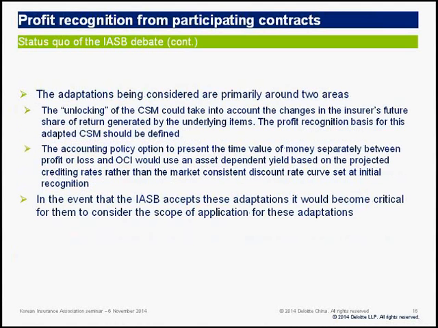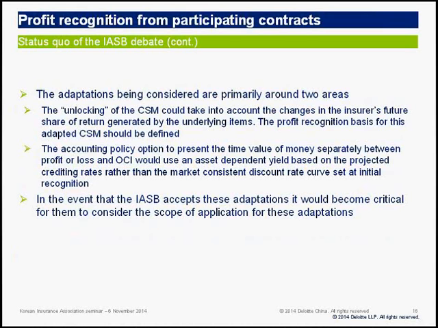So where are these adaptations going to be affecting the building blocks approach? There are primarily two areas. The first one, and in my personal opinion probably the most important of the two, is in the adaptation of the unlocking of the CSM, which could take into account the changes in the insurer's future share of return generated by the underlying items. Obviously, in that adapted unlocking model, there should also be a profit recognition basis that should be mindful of the additional component that comes into the equation of unlocking. And so that principle of profit recognition should be refined and defined in a different way.